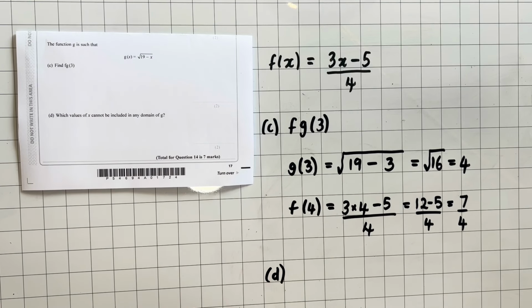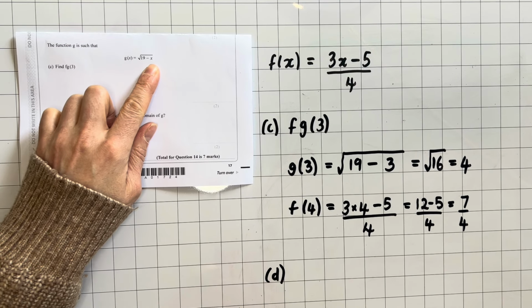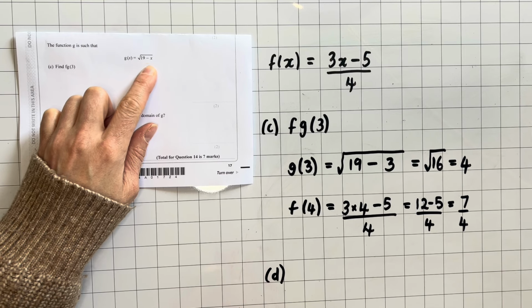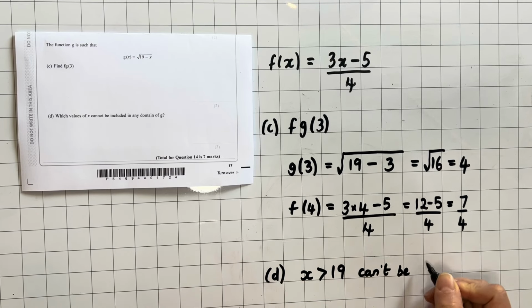Part D, we're asked which values of x cannot be included in any domain of g. The domain consists of the values that x can take for the function to work. Due to the function g containing a square root, if x was bigger than 19, then we would have a square root of a negative number, which we can't do, which means that x greater than 19 can't be in the domain for g.